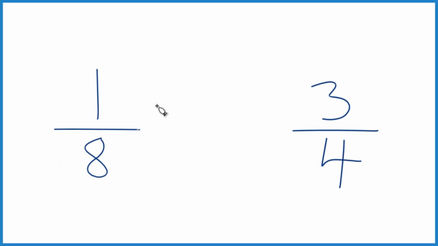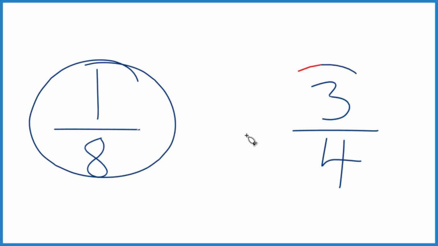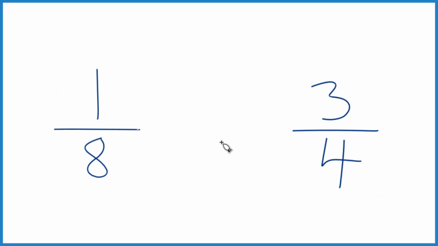So let's see if we can figure out the fraction between 1/8 and 3/4. We're looking exactly between them, the midpoint there. There's a few ways you could do it. You could add these together and then divide by 2. What I like to do is get the denominator to be the same and then compare the numerators.